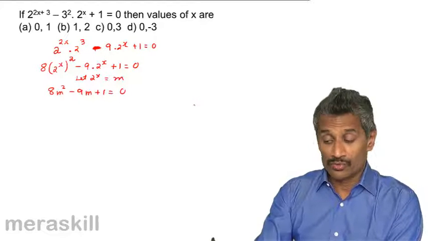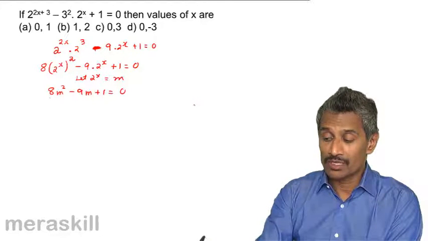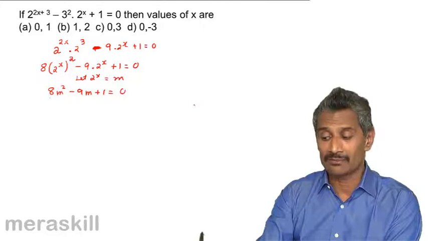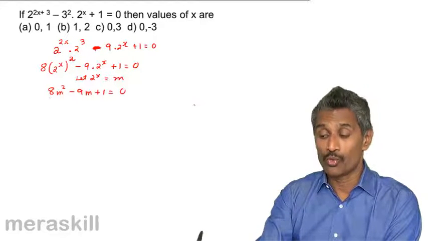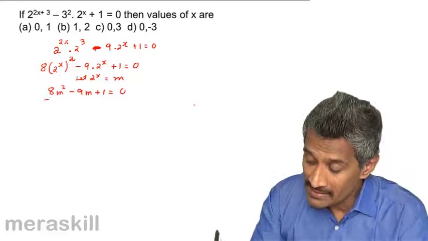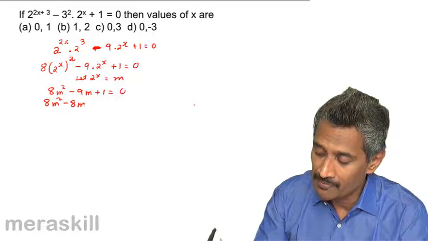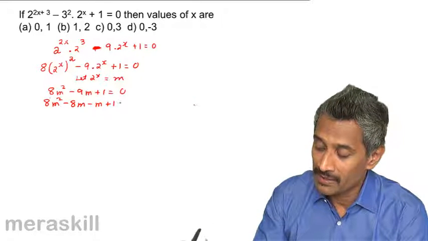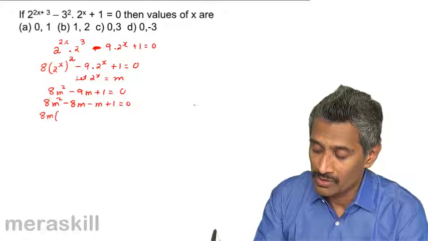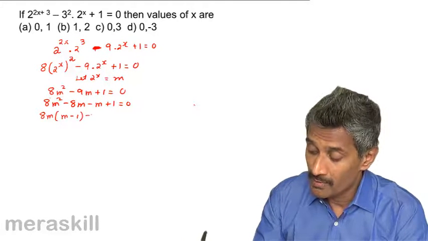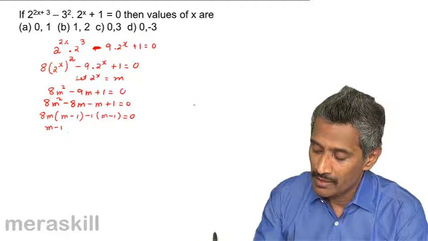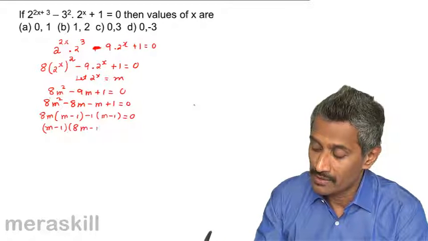Now here again, we can check whether we can split the middle term. 8 into 1 is 8. We have to find two numbers which on multiplying give 8 and on adding give minus 9. It could be minus 2 and minus 4, but they add up to minus 6, not minus 9. But minus 8m and minus 1m do add up to minus 9, and on multiplying they give 8. In these two, you take 8m common and you get m minus 1, minus 1 into m minus 1 is 0. So we get m minus 1 into 8m minus 1 is equal to 0.